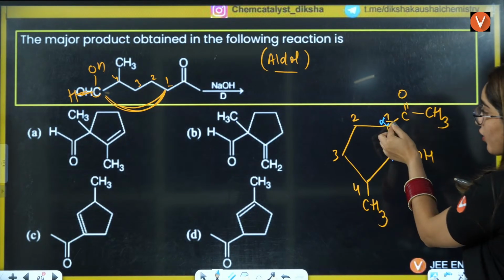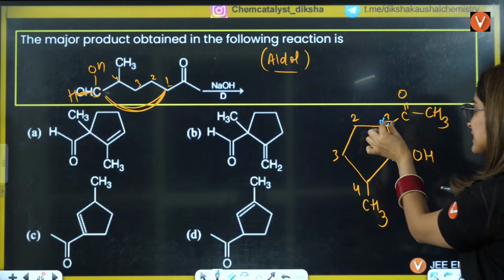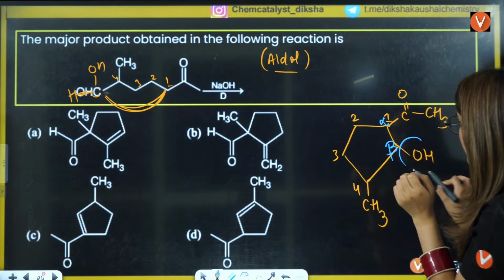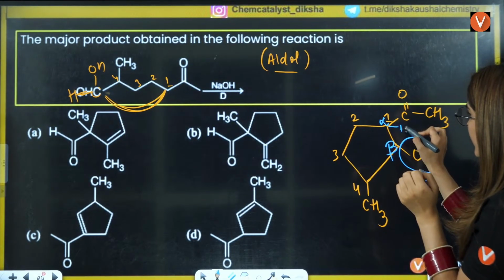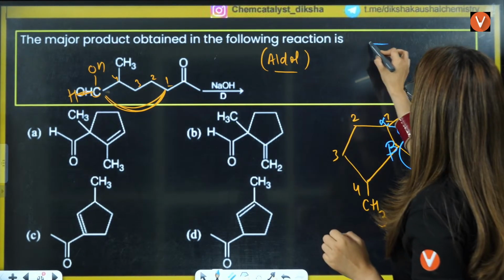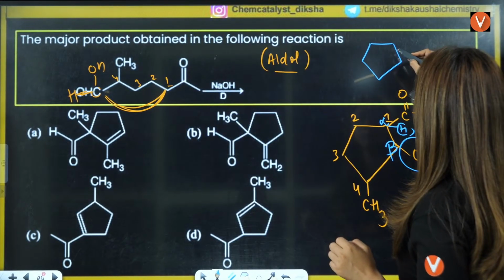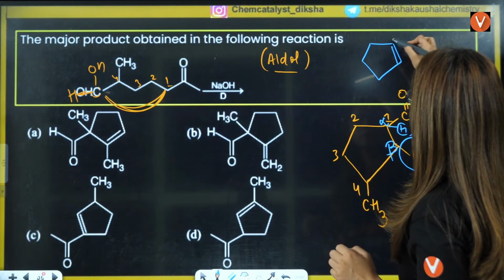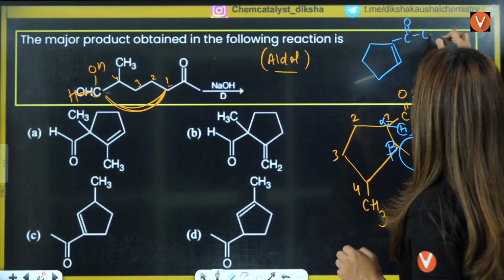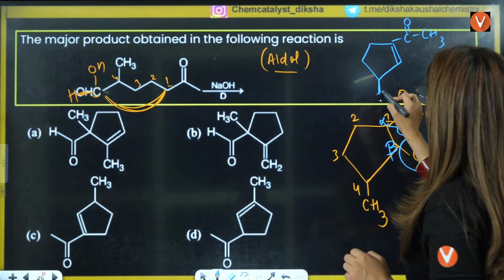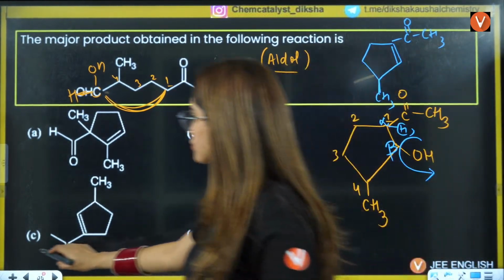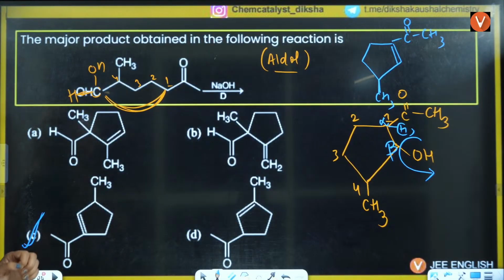By mistake, I thought this is C double bond O, right? This is alpha, this is beta. If from here you are taking OH, then from here you will take out H. Then the answer would be this is double bond, this will be double bond here. This will be C double bond O, CH3. Then you will have one CH3, right? Then answer is going to be C is the correct answer here.